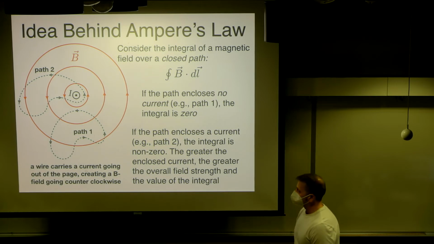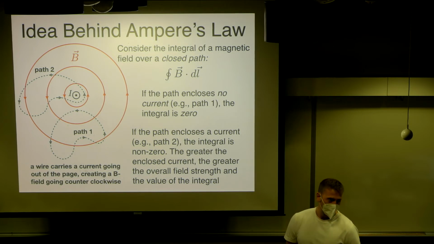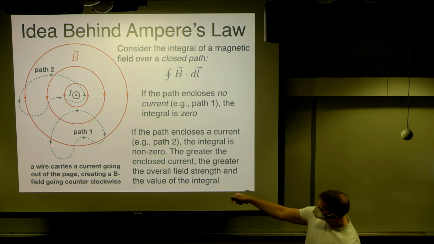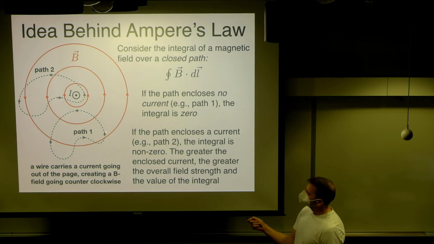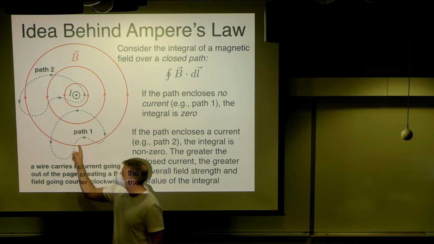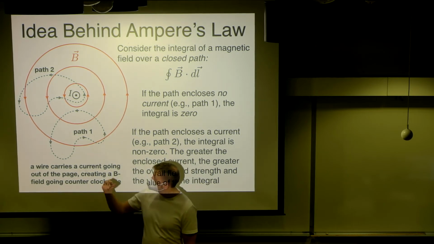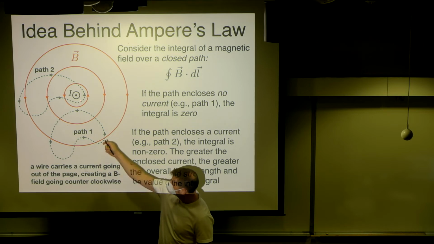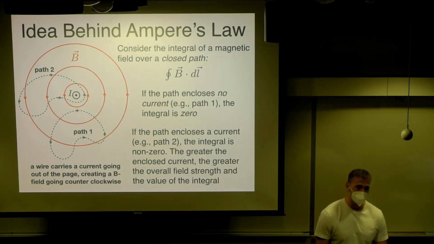Two examples of closed paths are path 1 and path 2. They're both closed because they both loop around and form a closed loop. But can you see how they're a little different? Path 1 doesn't enclose any current. There's no current inside of this path. The current is all outside of that path. Path number 2 is enclosing some current. Basically, the entire current in this picture is enclosed by path number 2.